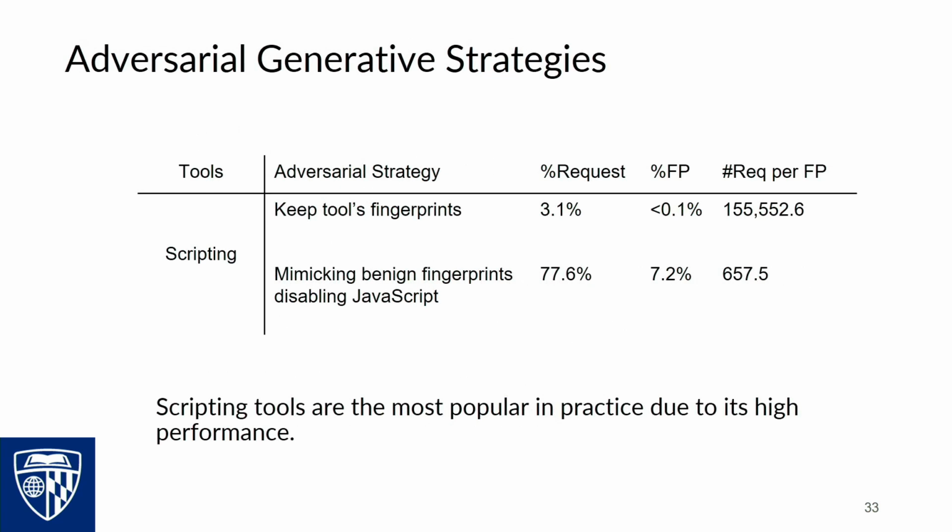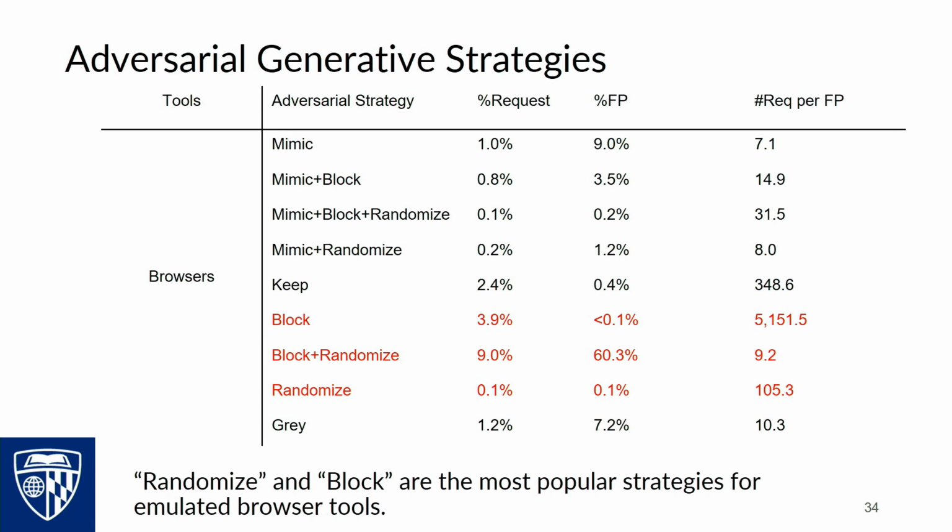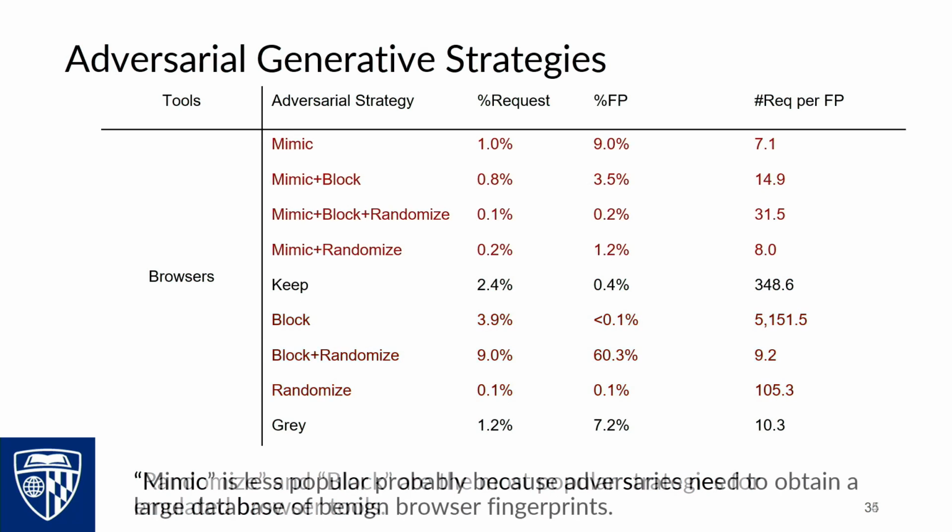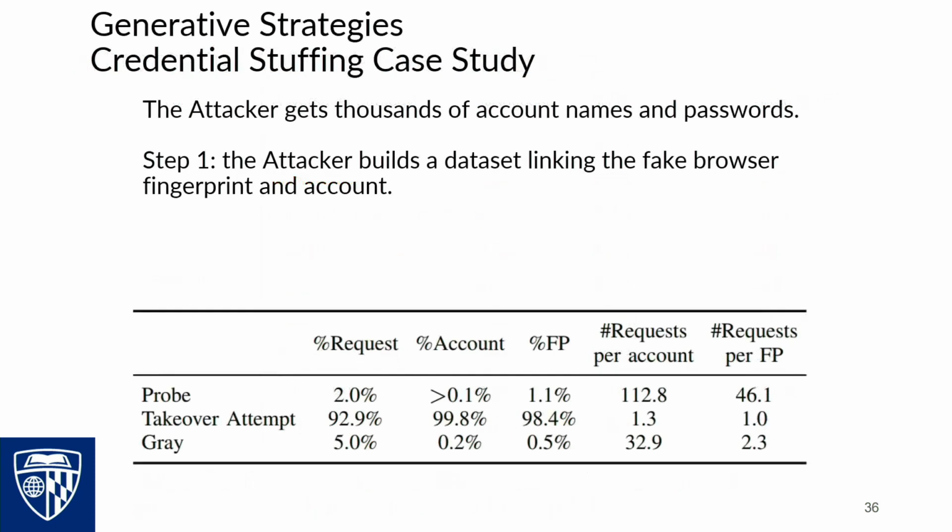And when we combine the tools and the strategies, we can find scraping tools are the most popular in practice because they have high performance. And randomize and block are the most popular strategies for the browsers. Mimic is less popular because the attacker needs to collect normal users' browser fingerprints first to build a dataset and then replace them with another device's information.